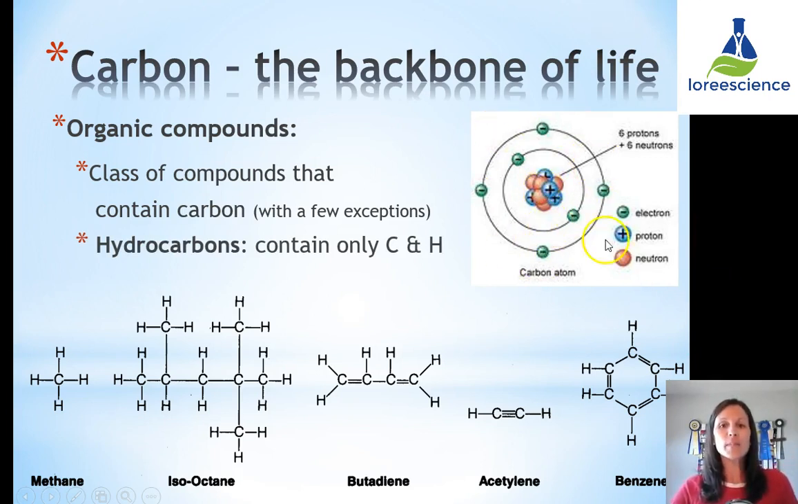Now, why carbon? Carbon, if we take a look at it, has 4 electrons in its valence shell. So it has a lot of options in terms of how many bonds and what types of bonds it can make. Single bonds, double bonds, triple bonds. Is it a linear structure? Is it a ring structure? Is it a branch structure? There are lots of different forms of molecules that carbon can take, which makes it the backbone of life. Now, when we're looking at molecules that contain only carbon and hydrogen, we refer to those as hydrocarbons.